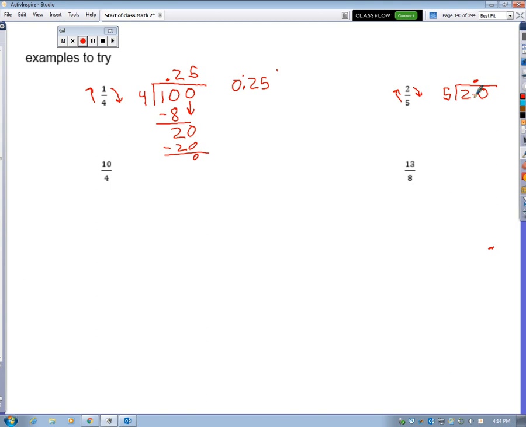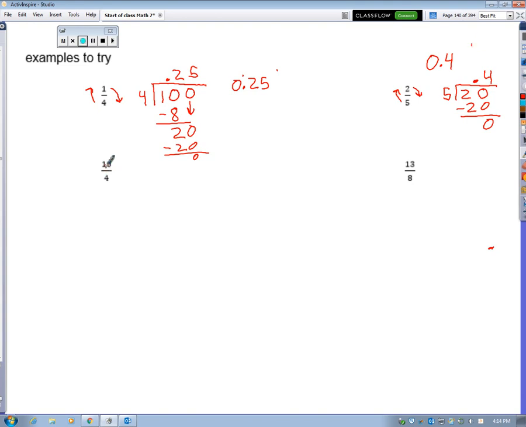Now you have 5 into 20. That's going to be 4 times. Oh, this is going to be a nice short one for us. How about that? Alright, 5 times 4 is 20. So 2/5 as a decimal is 0.4. That one was easy. Alright. Let's take a look at a couple down here.